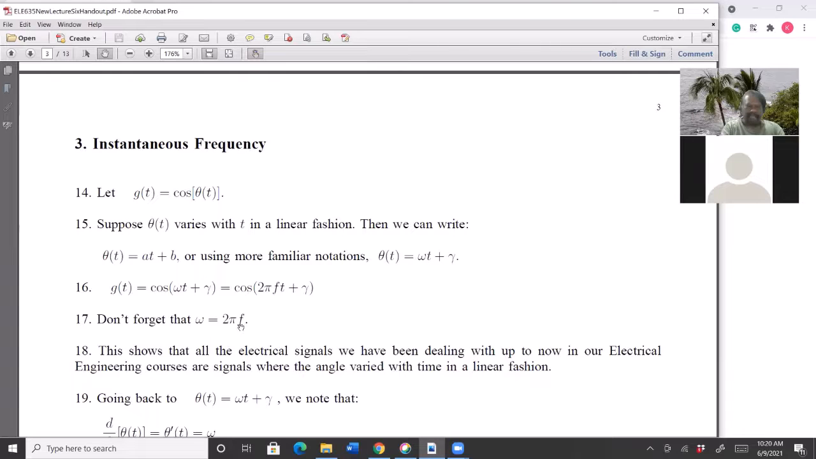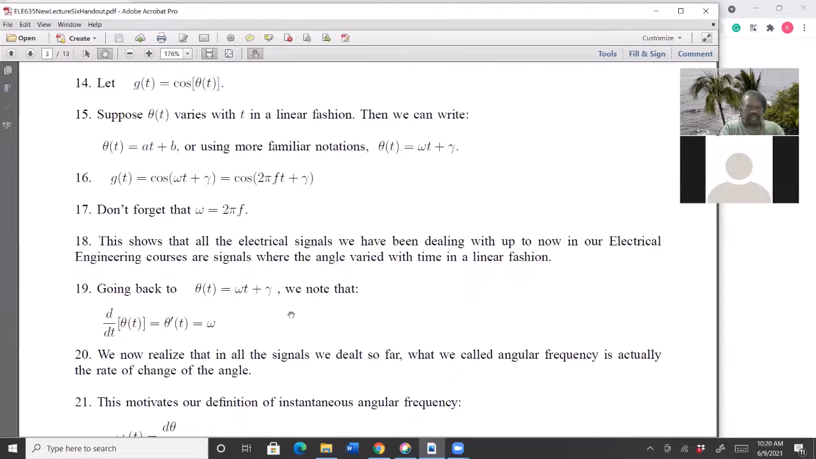All right. Now, let's start with this equation, theta of t is omega t plus gamma. I want you to differentiate both sides with respect to t. So d by dt of theta of t is theta prime t. If you differentiate this, you get omega. So it turns out when you have the angle varying in a linear fashion with time, the derivative is omega.